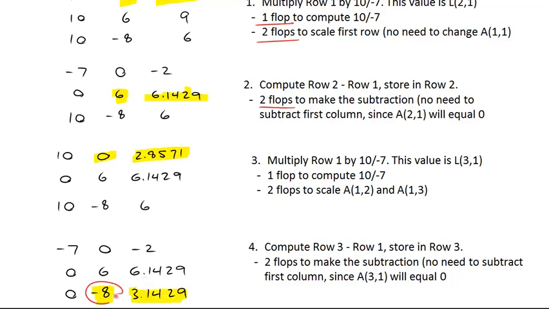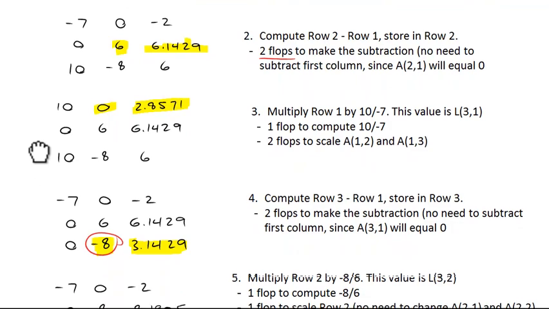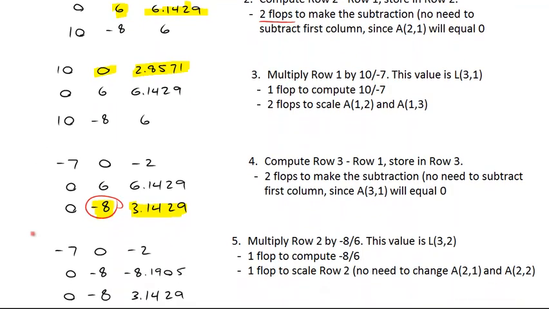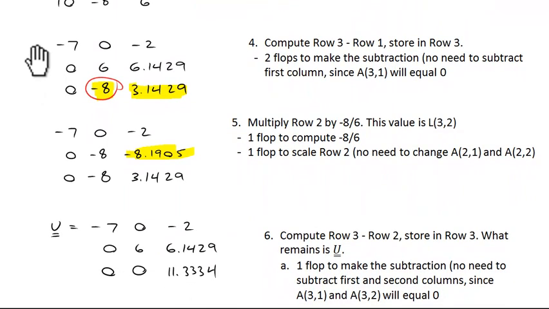Finally, we need to make this -8 equal to 0, so in the last step, we'll multiply row 2 by -8 over 6. It takes one floating point operation to compute that, and only one flop to scale row number 2. So this is the only number I really had to change to make this happen. Then lastly, let's subtract row number 2 from row number 3. What's interesting is that this only required one floating point operation to change that last value.